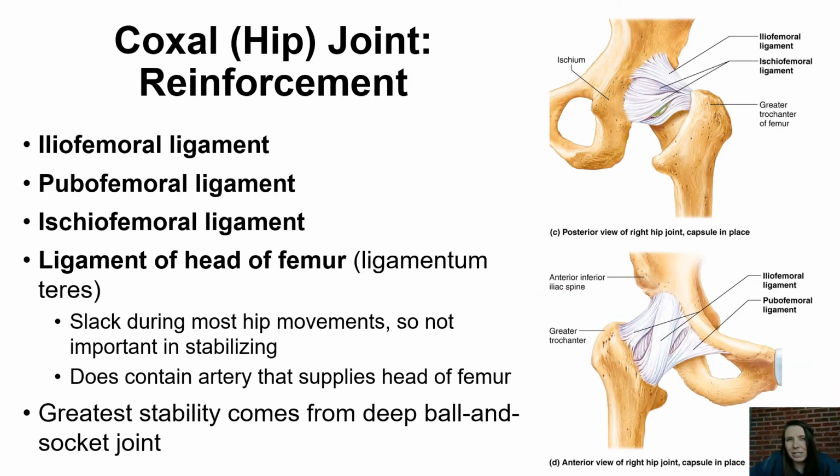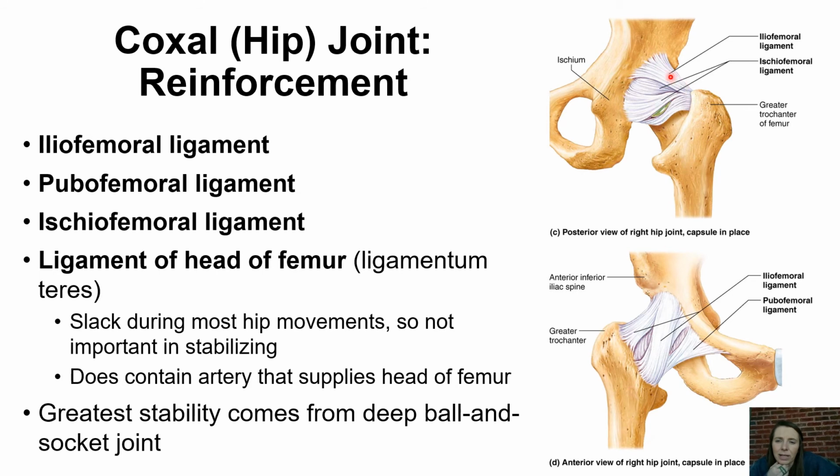In addition to the structural components where the two bones are meeting that already serve as reinforcement, we also have reinforcing ligaments. Reinforcing ligaments in the hip include the iliofemoral ligament, and we can see the iliofemoral ligament here. This is the posterior view, so this is from the back side, someone's back side, and then this would be an anterior view, someone's front side.